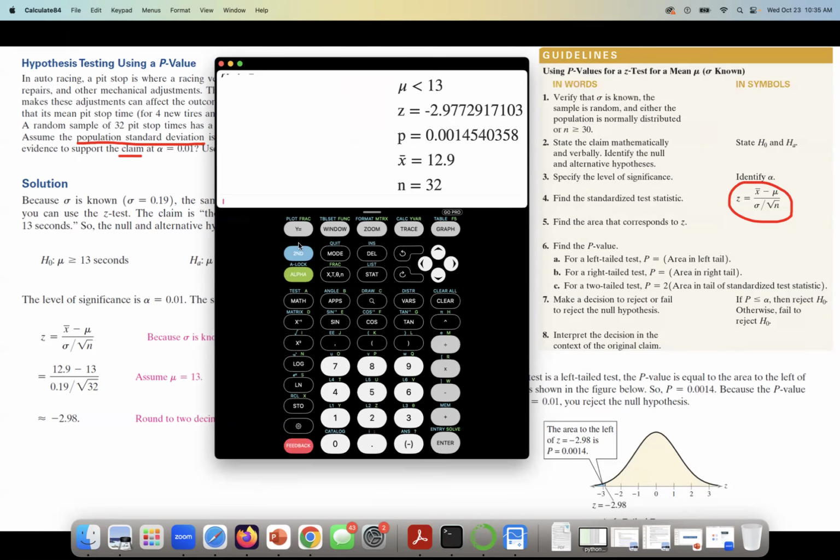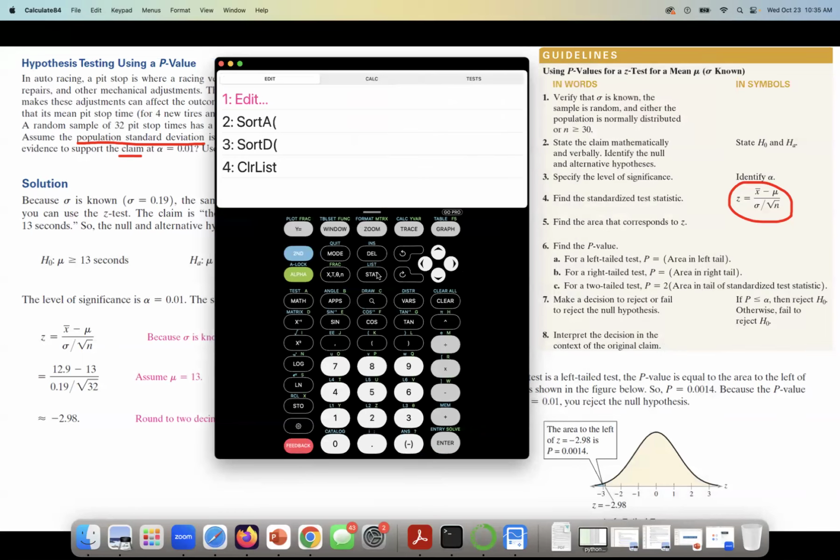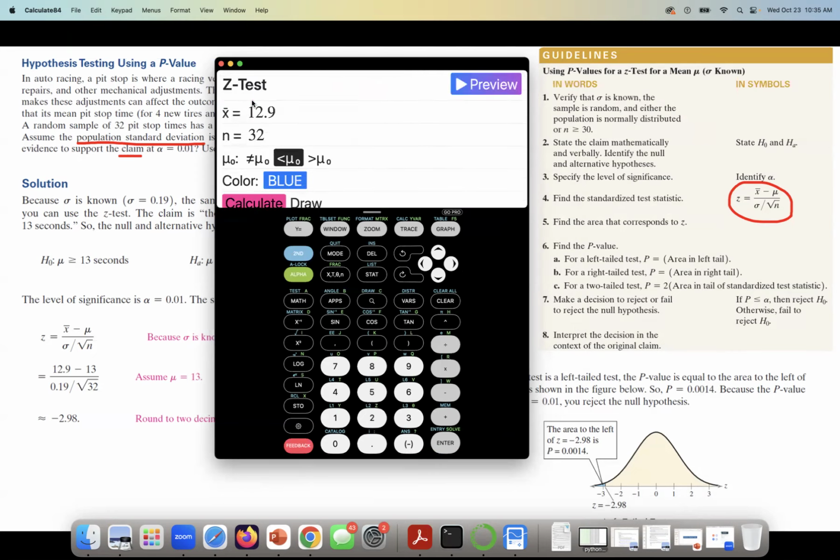So let me show you again. Go to Stat, go to Test, and select Z-Test. You're going to enter the values in the stats. Mu, the population mean, is 13.